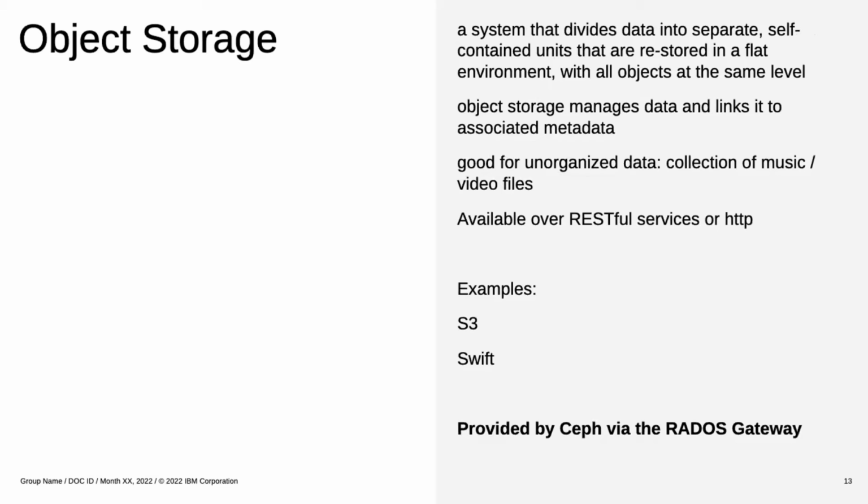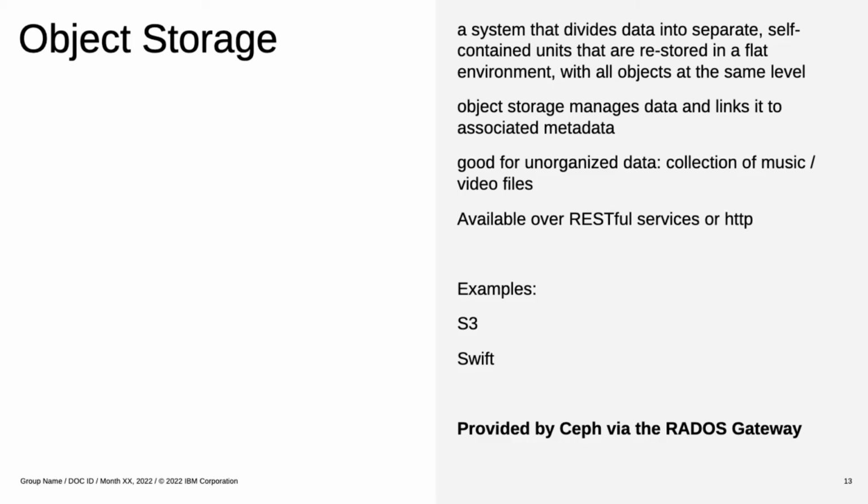And finally, Ceph provides object storage, a system that divides data into separate self-contained units that are stored in a flat environment, all objects at the same level. Nomenclature for the implementation of Swift and S3 is somewhat helpful and also kind of self-intuitive. You get a bucket and it's full of stuff. There's no hierarchy. You've got pictures in there, or disk images, or pictures and disk images. It's all one big bucket. Exactly. No hierarchy involved. So the service in Ceph that provides this object storage is called the Rados Gateway.